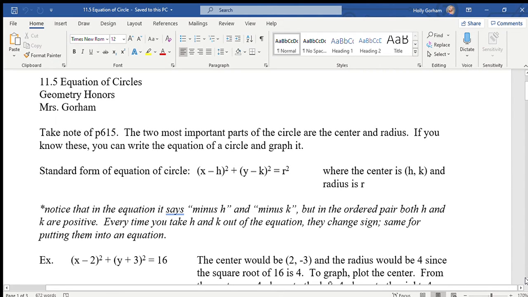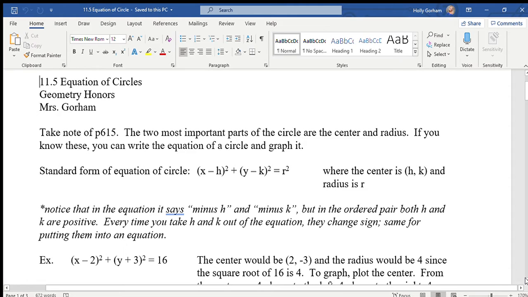So we are moving ahead to section 11.5. We're going to learn how to write the equation of a circle. And this is something that you'll do in Algebra 2, Pre-Cal, and other classes as well. So this is a pretty important section. Make sure that you take a look at page 615 in your book.